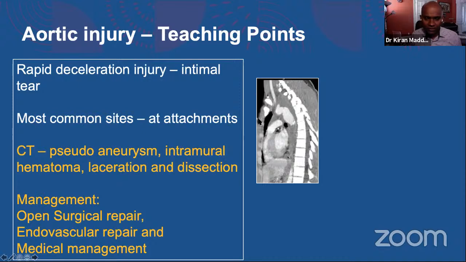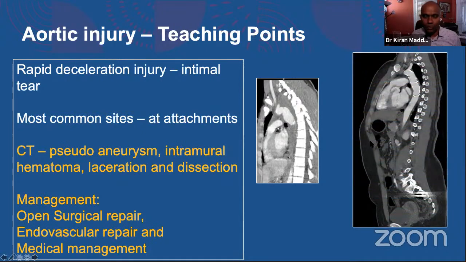And most commonly CT is more useful here because we may have to look for pseudoaneurysms, intramural hematomas, lacerations, and dissections. Another thing which the medical student should be aware of is that the treatment has enormously changed. Open surgical treatment for transections was the norm, but you have to understand that conservative management of these patients is on the rise. When they're stable, they can be managed with an endovascular repair.